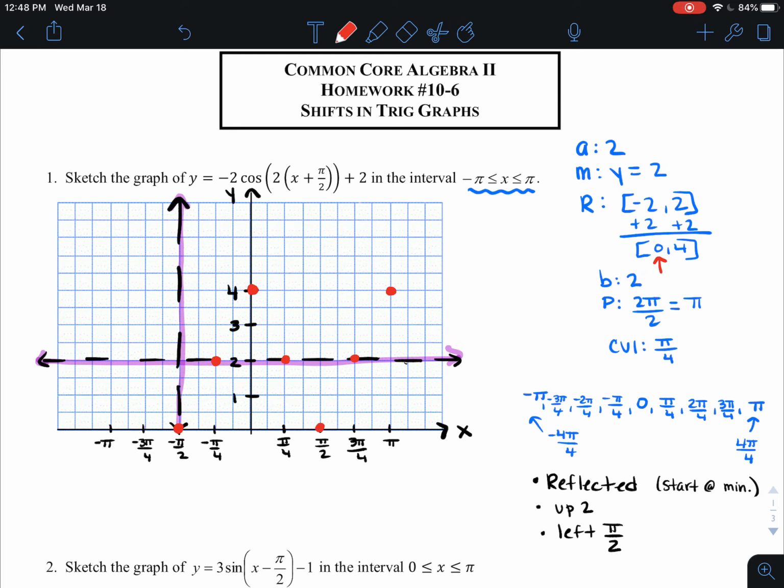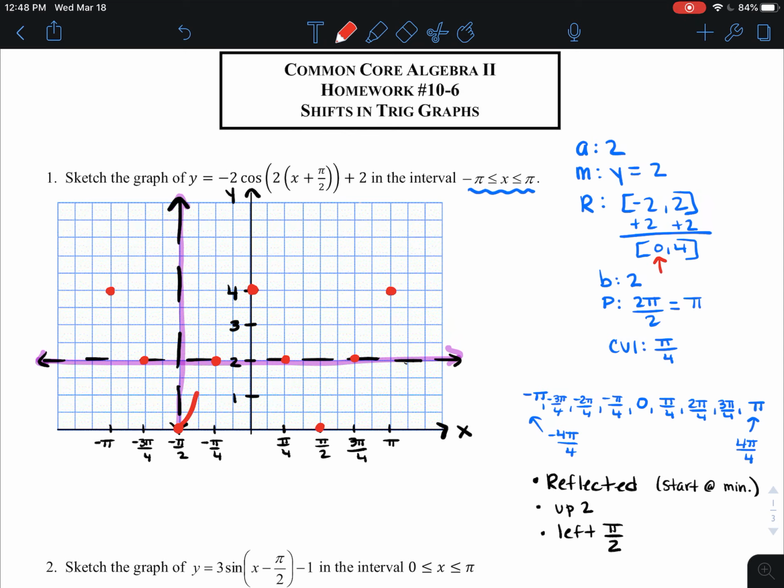Now, because I have to plot more than just negative pi over 2 to pi, I am going to go back to my starting point and think about what it would do on the other side of this. If this is a minimum point, whether I'm going to the right or to the left from a minimum, these curves go from minimum points to the middle. So I am going to go to the middle here, at negative 3 pi over 4. And then because this midline point just came from a minimum, if I'm going to negative pi now, I have to go up to the maximum, which is up here at 4.